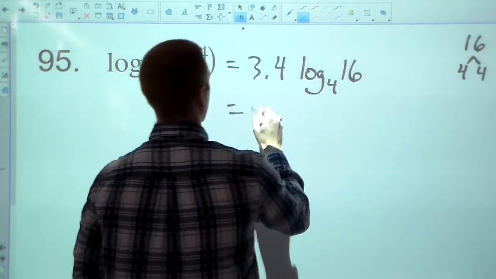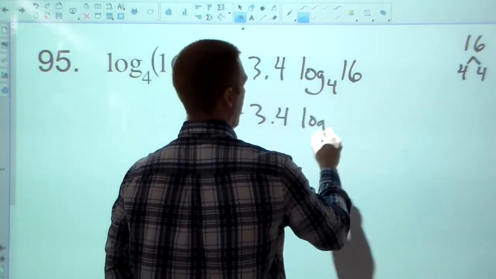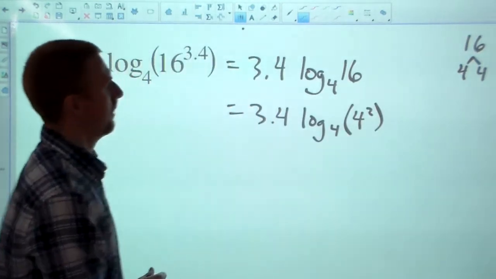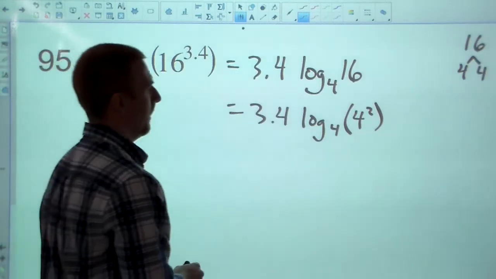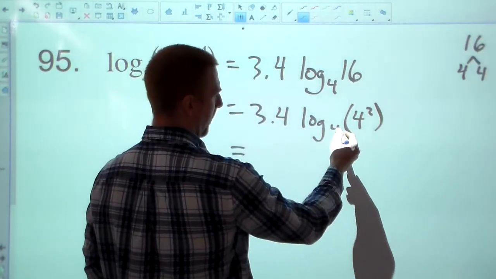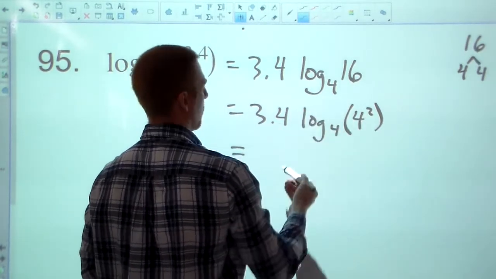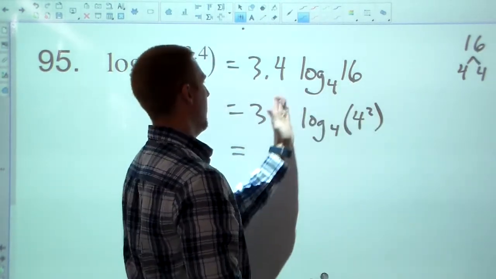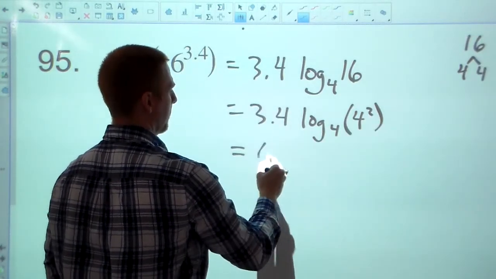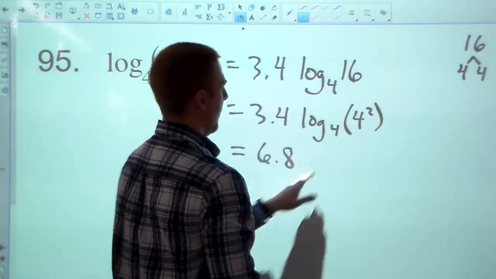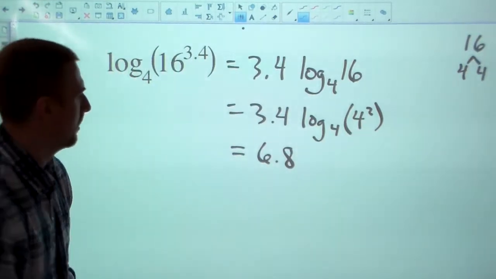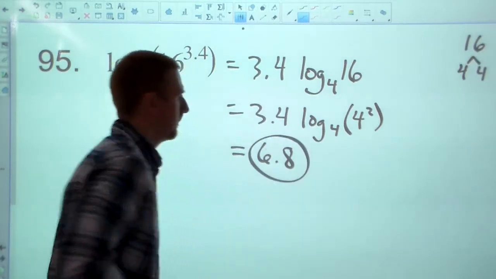So let's rewrite it that way. 3.4 log base 4, and instead of 16, I'm going to say 4 squared because that's what 16 is. And one of the rules we've been using for a while now, if you have log base 4 of 4 squared, that 2 can come out front, or think about taking the 2 and multiplying it by the logarithm out front. So that 2 gets multiplied by that 3.4, so 6.8. And log base 4 of 4 is now gone. They neutralize one another. So final answer, 6.8.